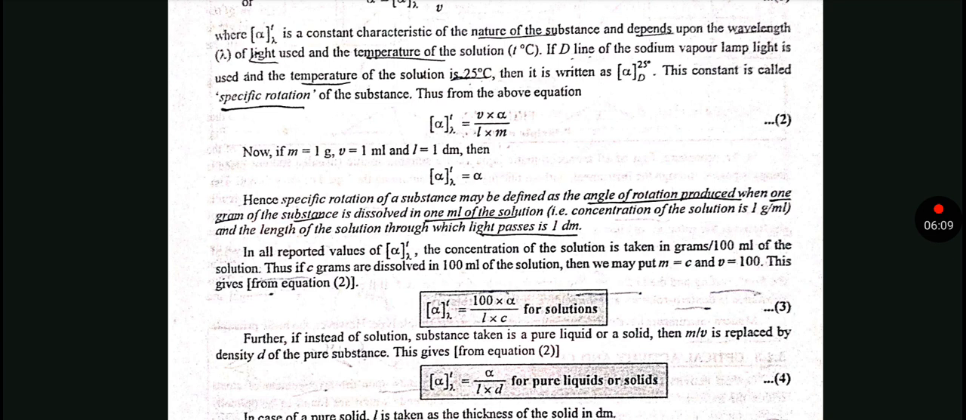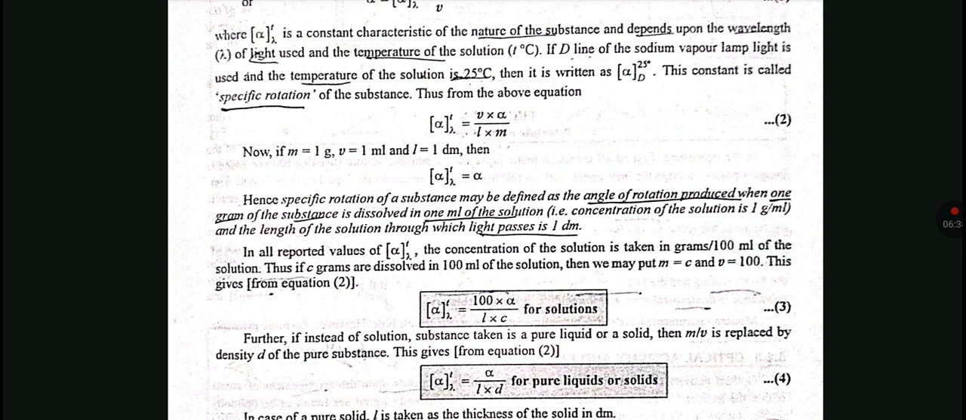where alpha lambda T is a constant characteristic of the nature of the substance and depends upon the wavelength lambda of light used and the temperature of the solution, T degree Celsius. If D line of the sodium vapor lamp is the light used and the temperature of the solution is 25 degrees Celsius, then it is written as alpha D25. This constant is called specific rotation of the substance. Thus, from the above equation, alpha lambda T is equal to alpha into V upon L into m.